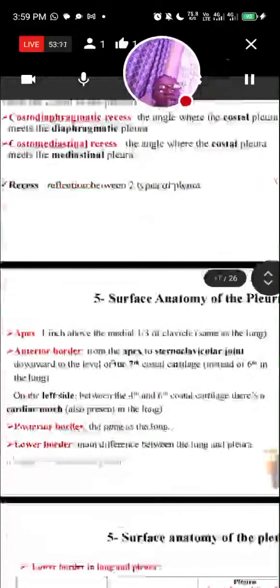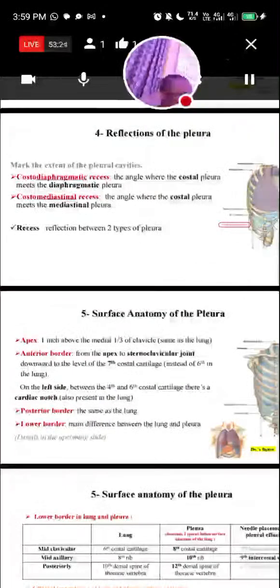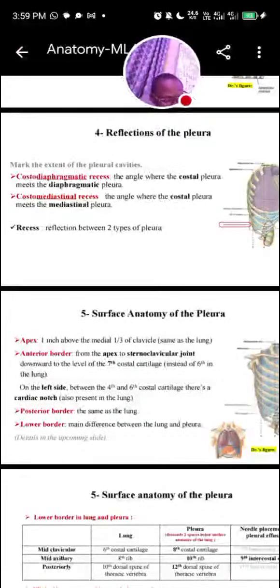Let's look at the fifth one. Surface anatomy of the pleura.